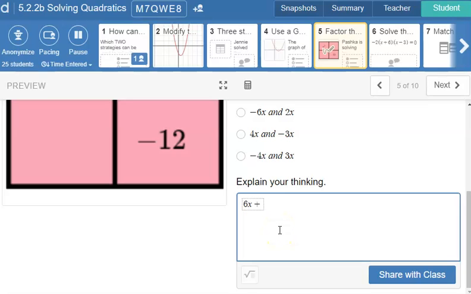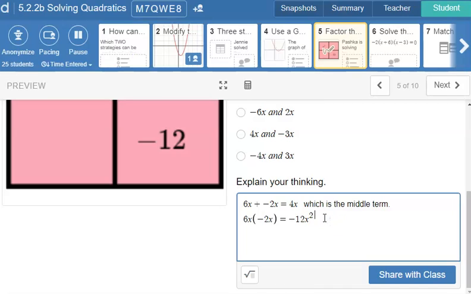6x plus -2x is equal to 4x, which is the middle term. And then you would say 6x times -2x is equal to -12x squared, which is the product of the terms in the box that are already in the box.